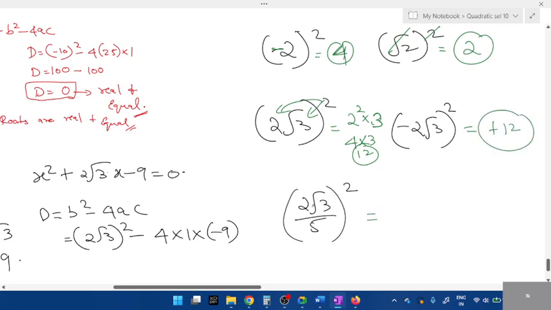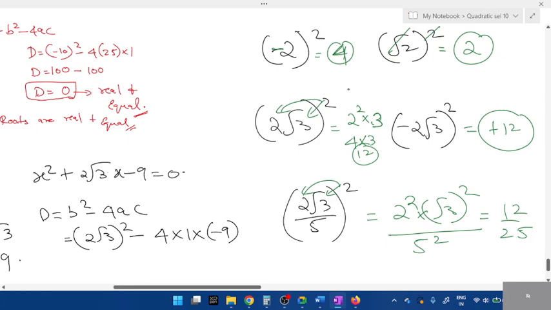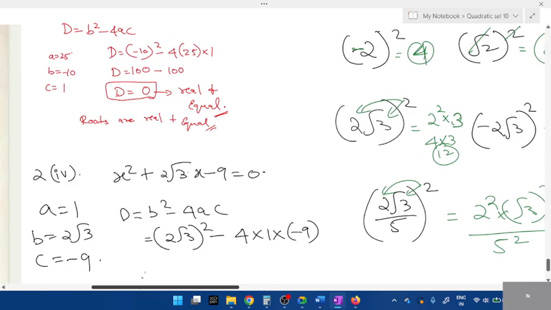Positive 12. The next one, 2 will get multiplied to all three. It is like this: 2 square into root 3 the whole square divided by 5 square. So, yes, 12 by 25. So, this is how you solve the square values. Okay, complete this. Look at this and complete it.